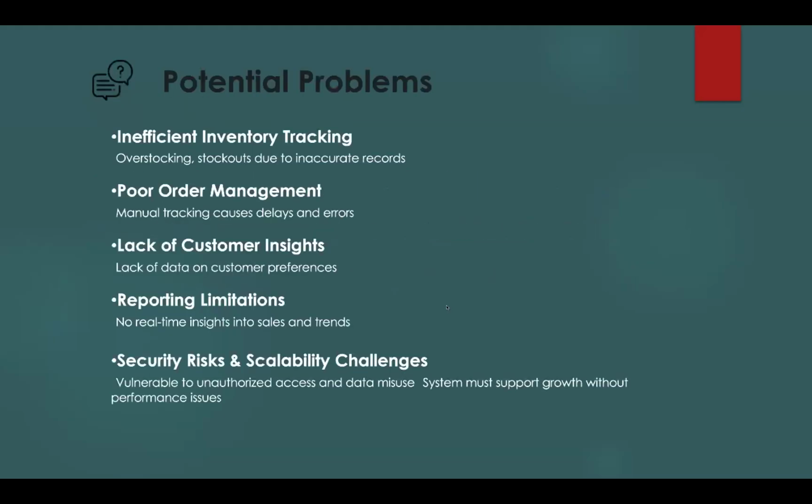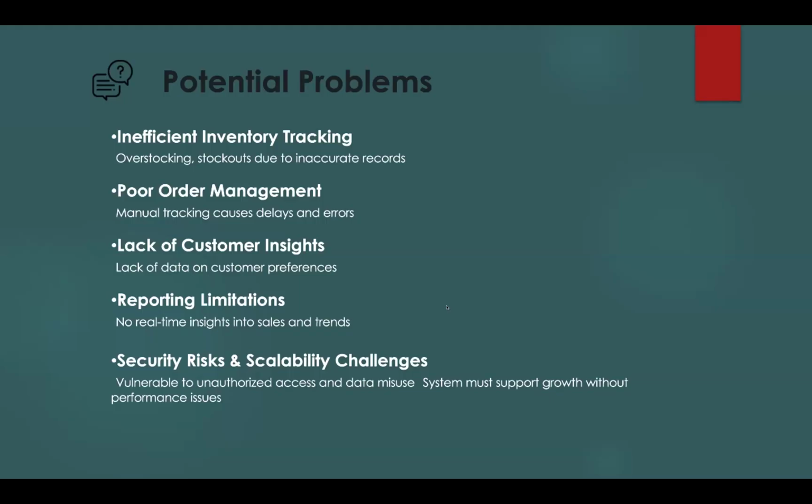Next slide, please. So first, we have inefficient inventory checking, which could lead to overstocking due to inaccurate records. Next is poor order management. When orders are checked manually, they could be prone to error or delay. Another major issue is linked to customer insights. Without the ability to efficiently collect and analyze customer data, the business cannot understand customer preferences and make data-driven decisions about its products.